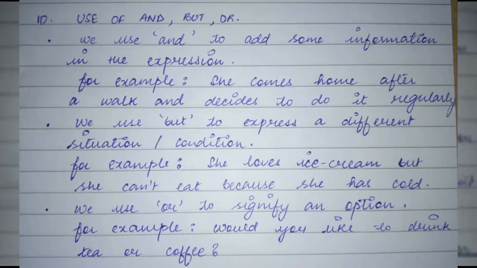For example, she comes home after a walk and decides to do it regularly. Because she went for a walk, she came back, she liked it, and she thought that she should do it every day. Because both the sentences are related to each other, instead of writing a full stop, we will write and. And को हम हिंदी में और बोलते हैं.